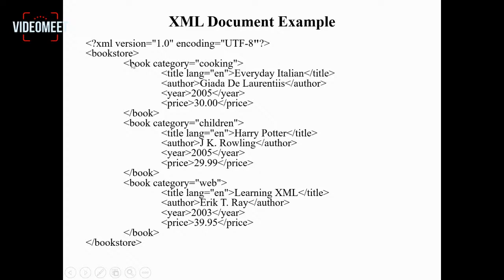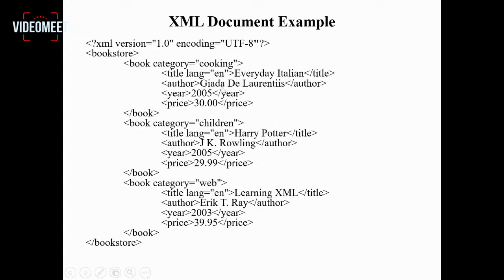Then you have siblings as children of bookstore. This is another book tag. This is another book tag. So you can have multiple book tags, right? Just like you use multiple paragraph tags, multiple TR tags, multiple H1 tags in a single HTML document, you can also create the same tag multiple times. Now I want to store three different books' information. So I'm storing three different books.